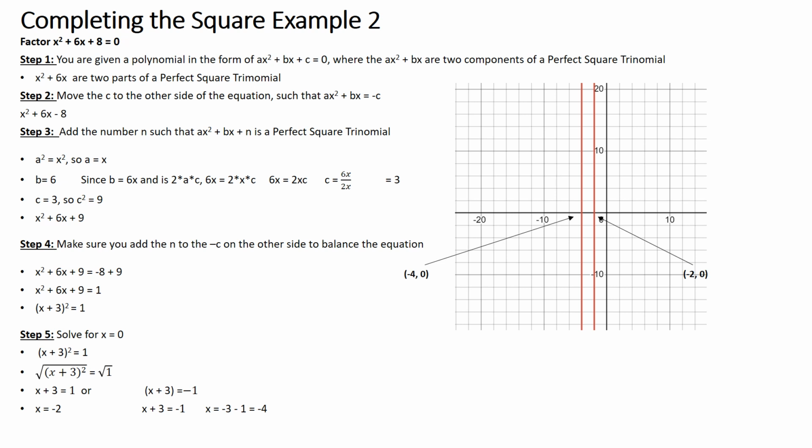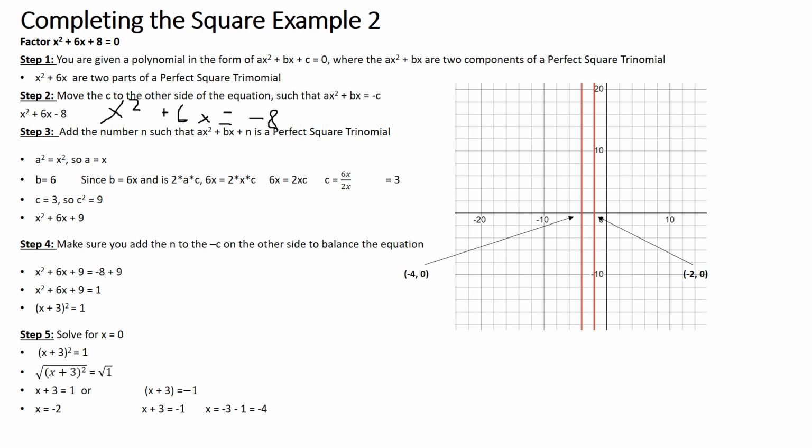Here's another one right here. x squared plus 6x plus 8 equals 0. I'm going to move the 8 over to the other side. So x squared plus 6x plus 8 minus 8 would be x squared plus 6x equals negative 8. I'm just rearranging this.